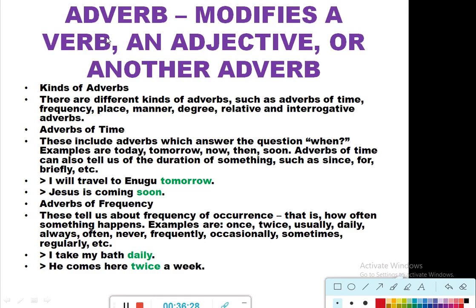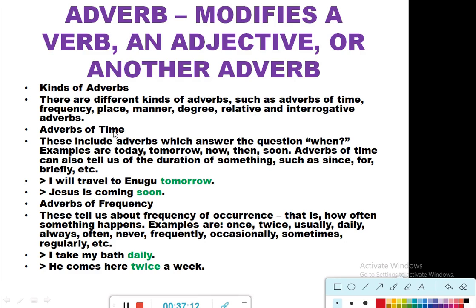Then we come to adverbs. We just finished looking at adjectives, right? So now we are going to look at adverbs. An adverb modifies a verb, an adjective, or another adverb. Kinds of adverbs. There are different kinds of adverbs, such as adverbs of time, frequency, place, manner, degree, relative, and interrogative adverbs. Alright, that's the type we use in relative clauses and the type we use in asking questions, or what you call interrogative sentences.